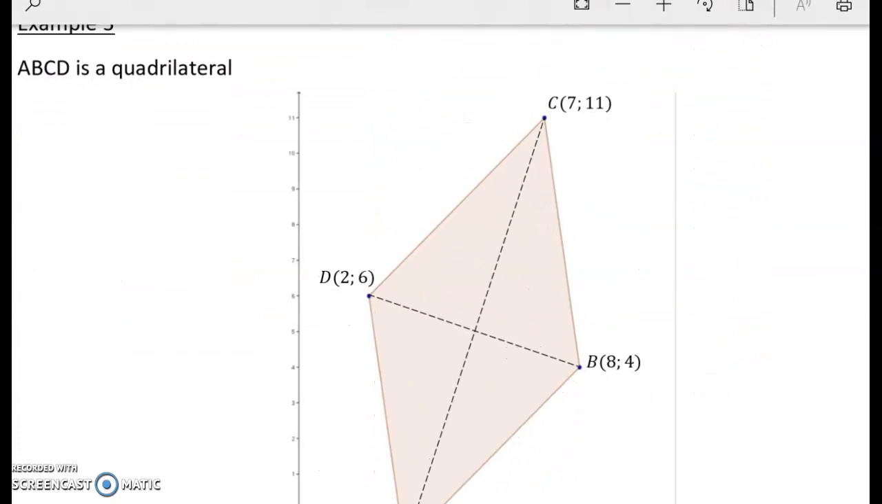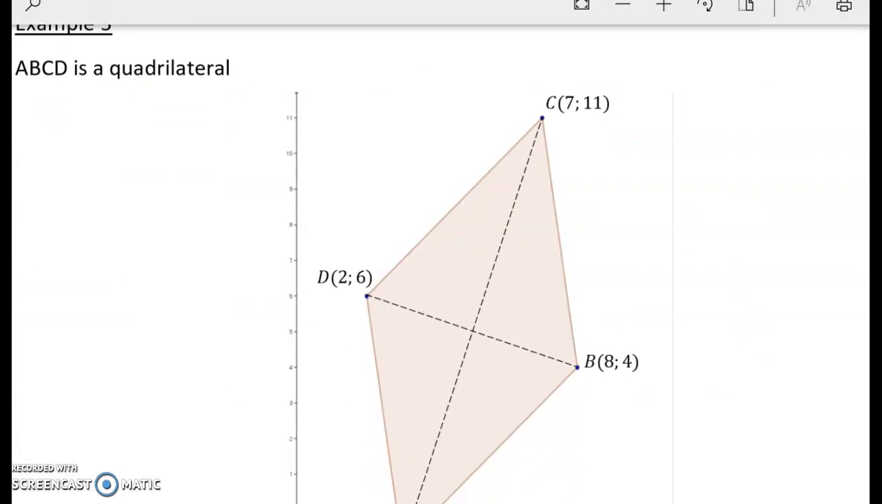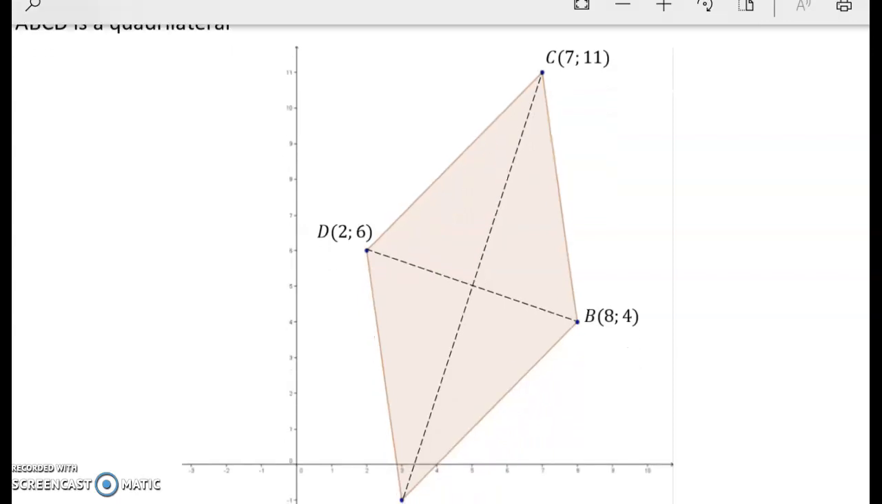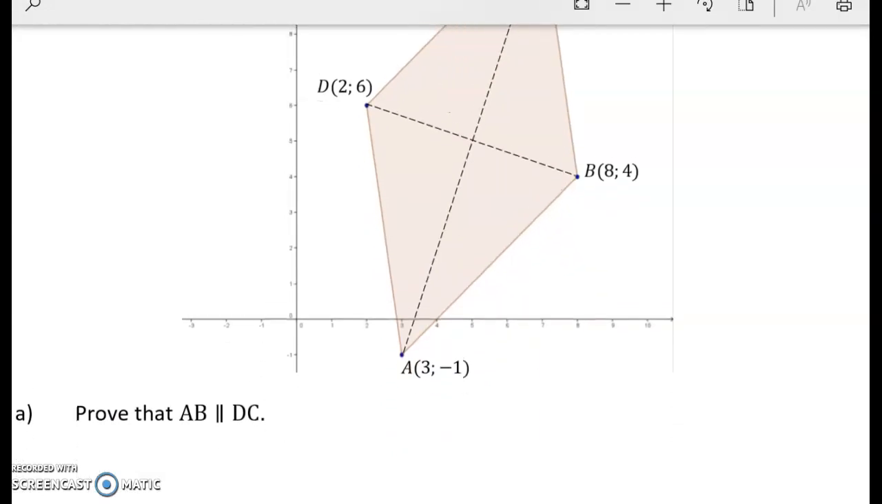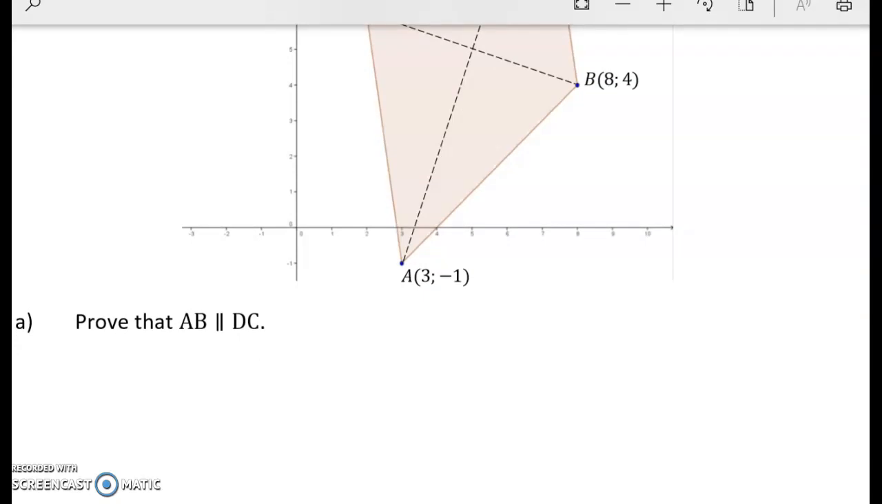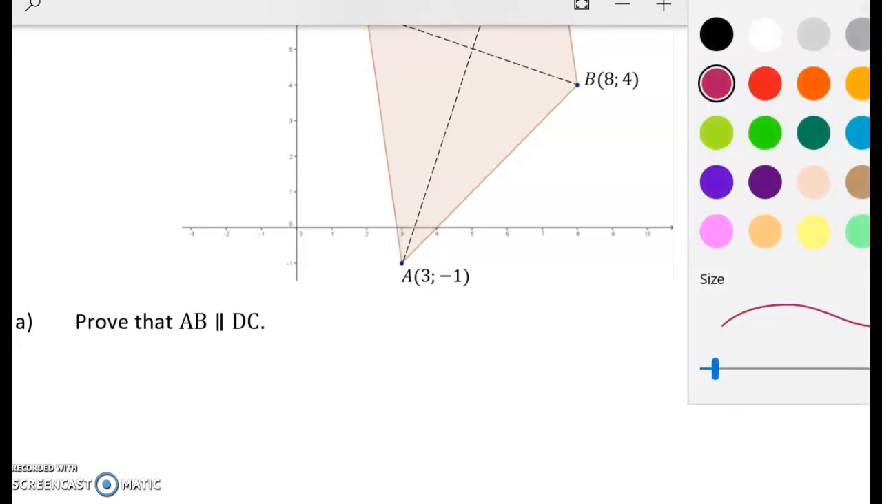This question says ABCD is a quadrilateral. I've got a cough. So there we go. There's ABCD. It's a quadrilateral, and it doesn't tell you which quadrilateral it is. So there's no way for you to know that it's a parallelogram or rhombus or a rectangle. And so the only thing you know right now is that it's a quadrilateral. The first question says prove they're parallel. Now this is an important question because you can't assume they're parallel. You have to prove they're parallel.